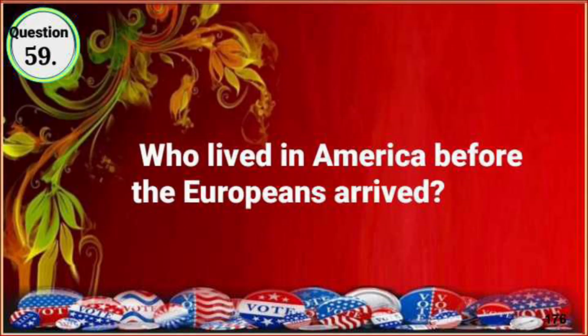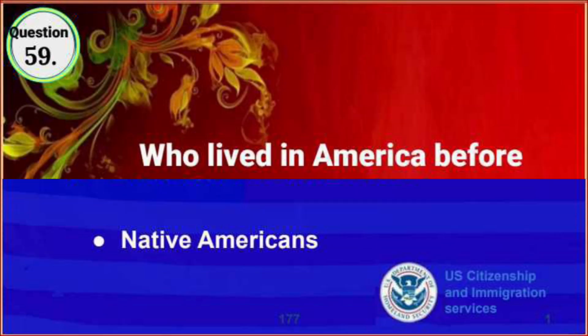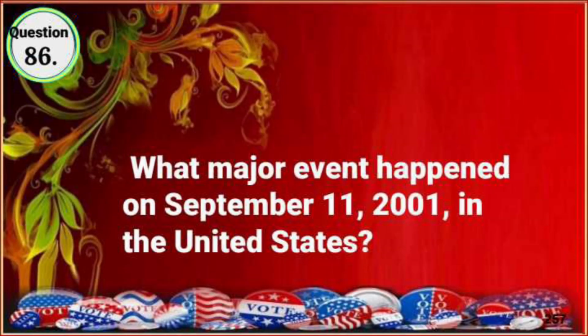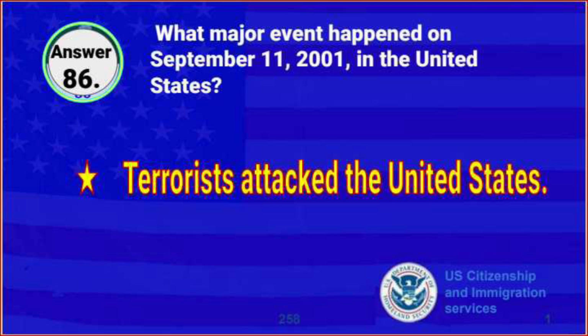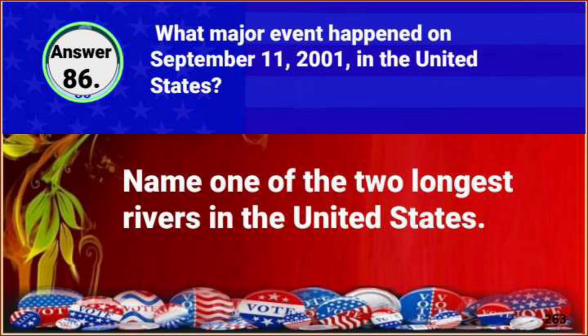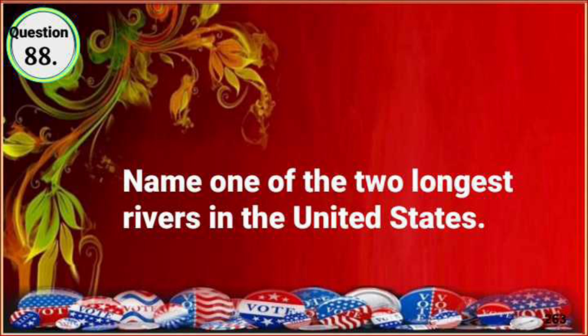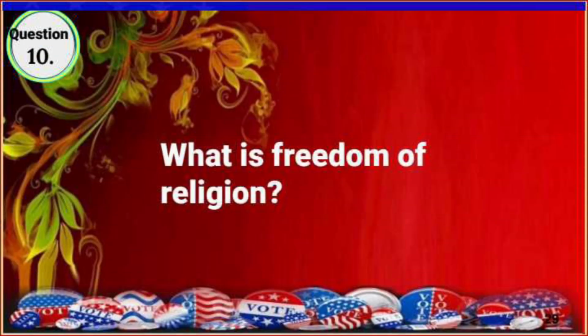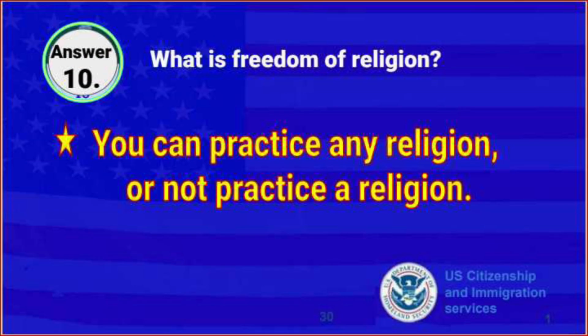Who lived in America before the Europeans arrived? American Indians. What major event happened on September 11th, 2001 in the United States? Terrorists attacked the United States. Name one of the two longest rivers in the United States. Mississippi River. What is freedom of religion? You can practice any religion or not practice a religion.